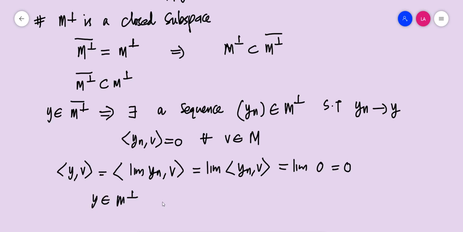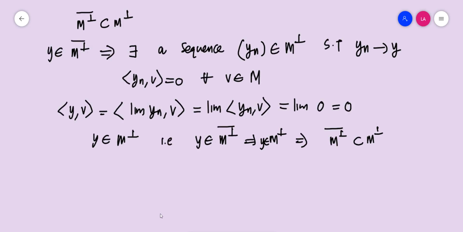That is, y is an element of the closure of M perpendicular implies y is an element of M perpendicular, which implies the closure of M perpendicular is a subset of M perpendicular. Both of them together, we can state that the closure of M perpendicular is equal to M perpendicular. So that's the idea. So it's a closed subspace.